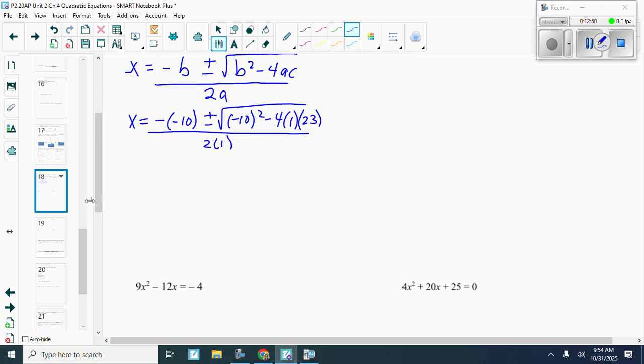So we have x is equal to 10. For now, just until we get a little more comfortable with it, I want you to show me the square root with the numbers under it. So 10 squared, that's going to be 100, minus 4 times 23, sorry guys.